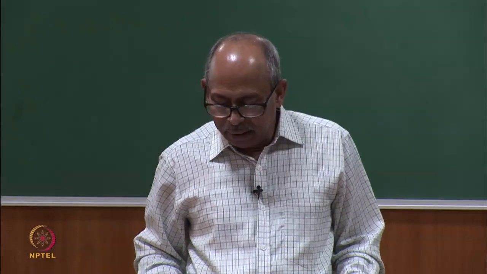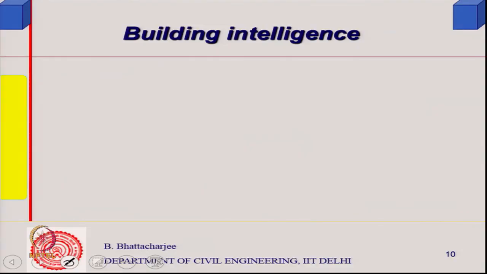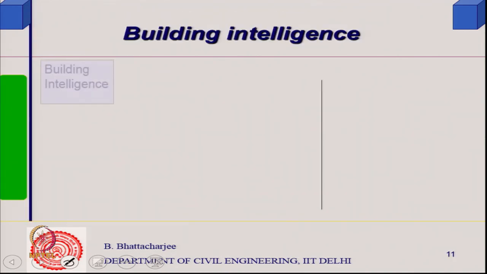So, this building intelligence is essentially based on something like this. So, this is what it is: we will have office automation system, telecommunication, and all inclusive, right. All inclusive. Let me see, I will come back to this later on a little bit. First, the diagram again.